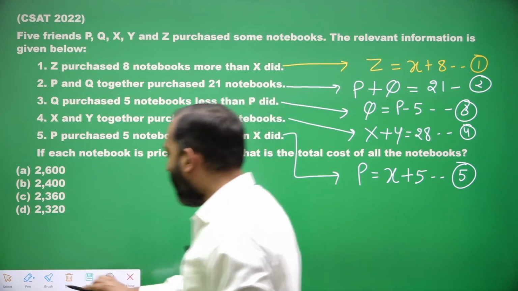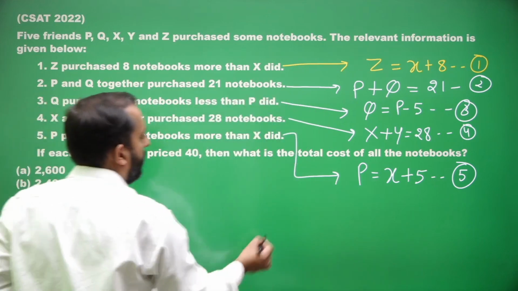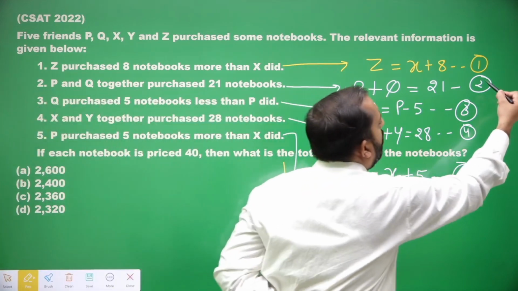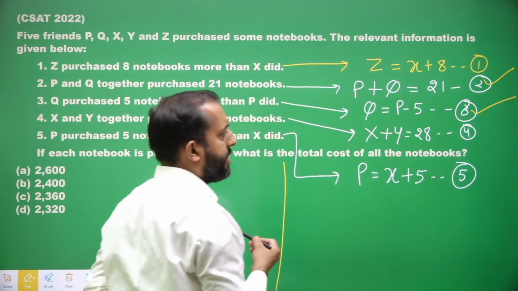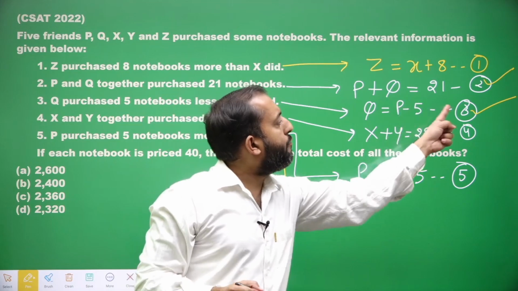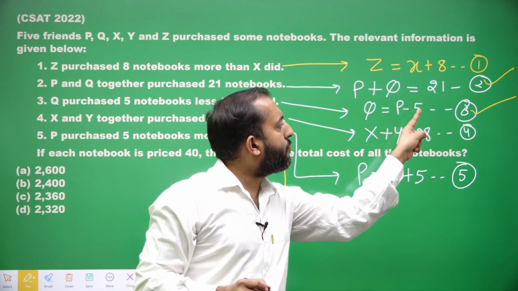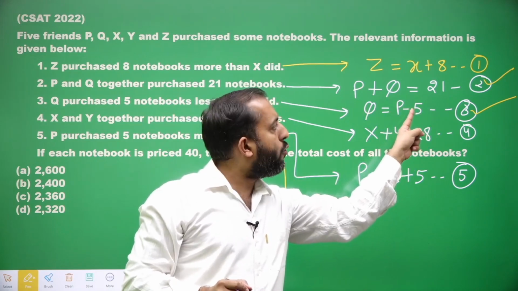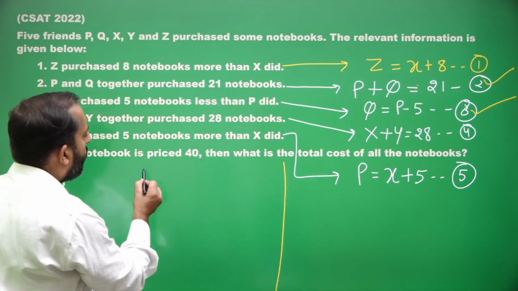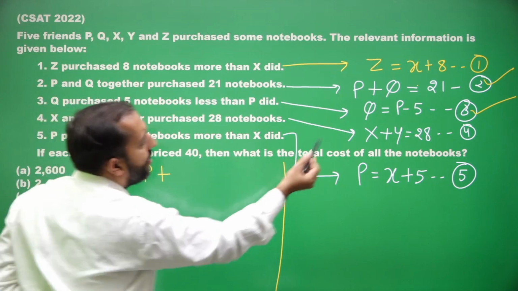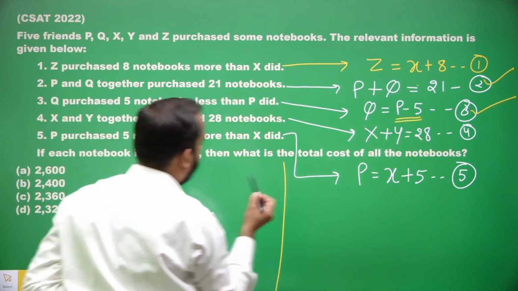Okay. Now, let's use equation 2 and equation 3 simultaneously. In equation 3, the value of Q is given, which is P minus 5. Put this value of Q in equation 2. So equation 2 will become P plus the value of Q, which is P minus 5.